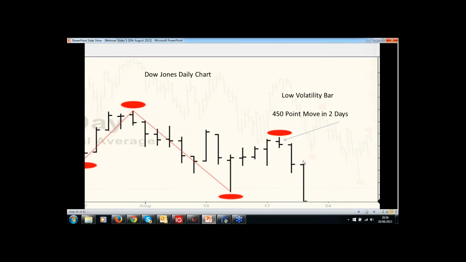So that was telling me that the market had come down, it had come back up, and what had it done? It had actually made a low volatility day, because this is the Dow Jones daily chart. And what has the Dow Jones done in the last 2 days since that signal? It has gone 450 points lower.